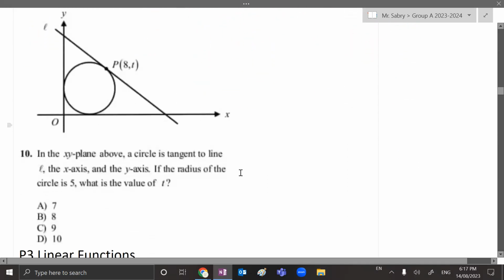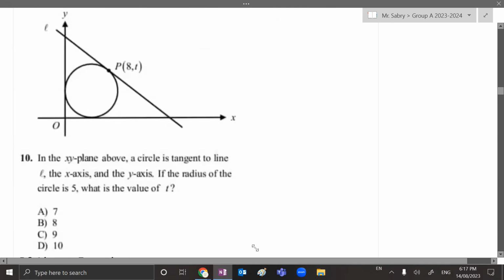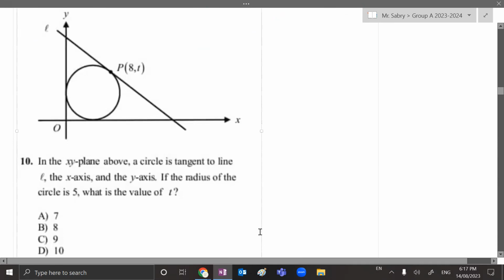This is one of the hardest questions because it's using something called the distance formula, which is derived from the slope. But this is an important formula anyway. This formula is used to find the distance between any 2 points whatsoever. Okay? The distance formula is the following.